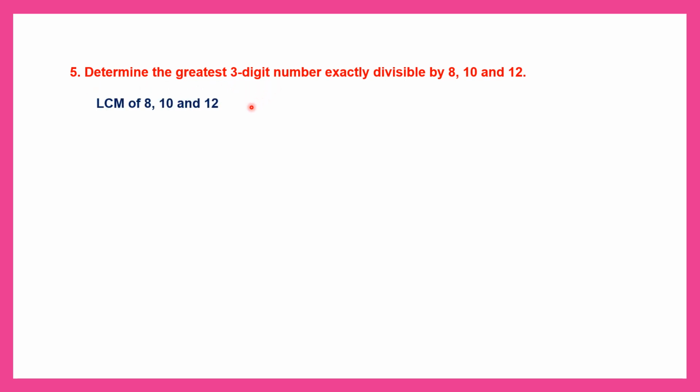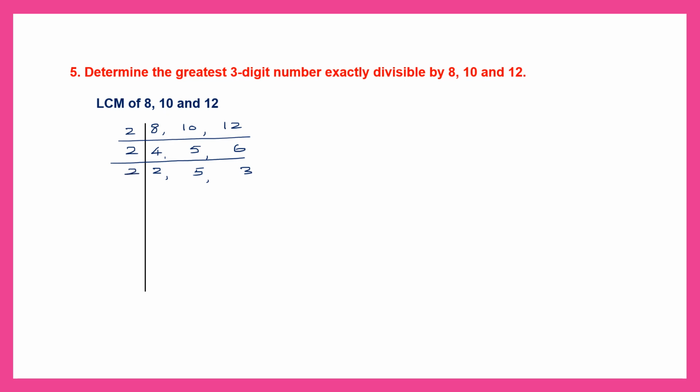So let's begin by finding the LCM of 8, 10 and 12. So let's do that. 8, 10 and 12. Let's begin with 2. Let's divide all this by 2. 2 fours are 8, 2 fives are 10, 2 sixes are 12. We can again continue dividing by 2. 2 twos are 4, 5 is not divisible, so we bring it down. 6 we have, 2 threes are 6.